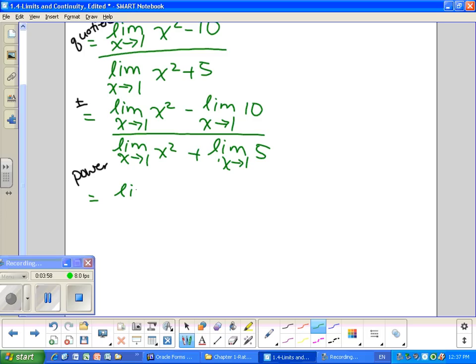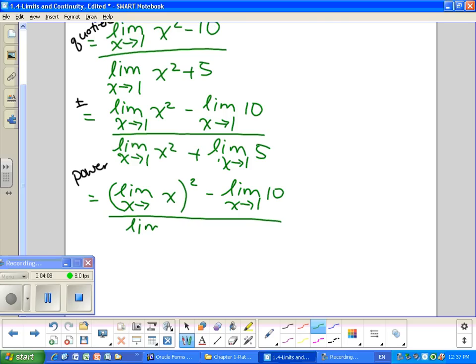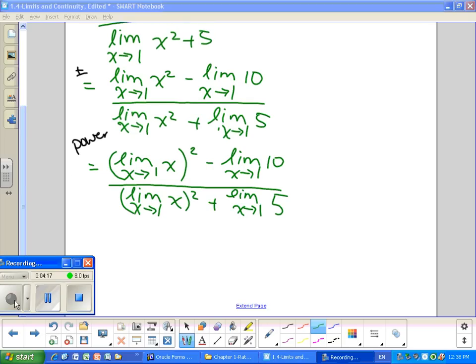And we have to go. The limit of x going to 1 of x, all squared, minus the limit as x goes to 1 of 10 over the limit as x goes to 1 of x squared plus the limit as x goes to 1 of 5.